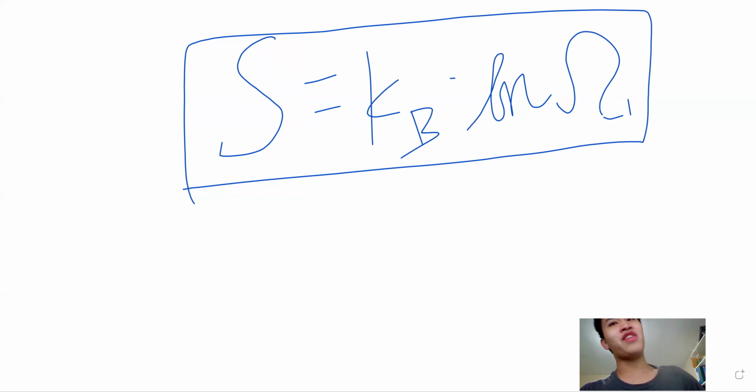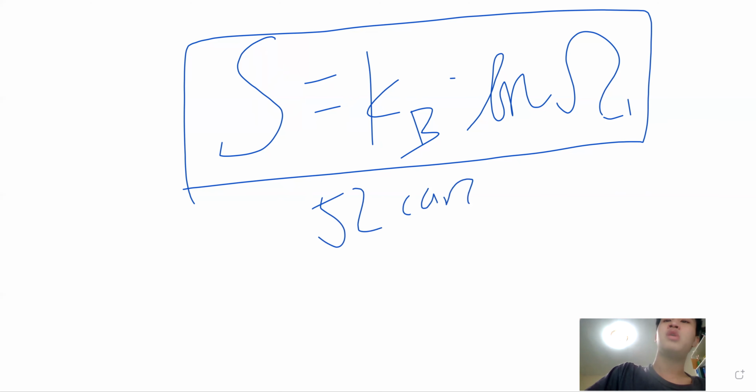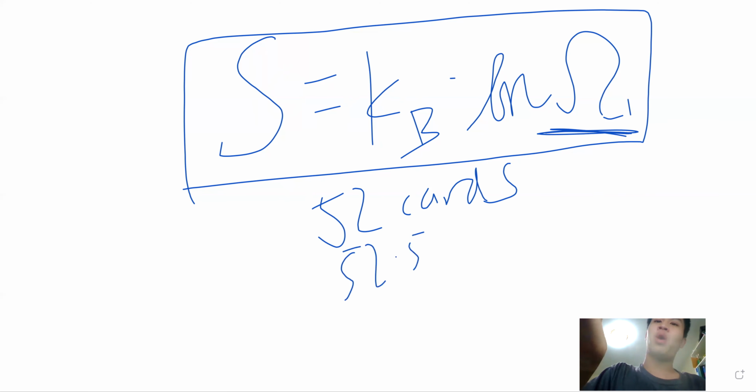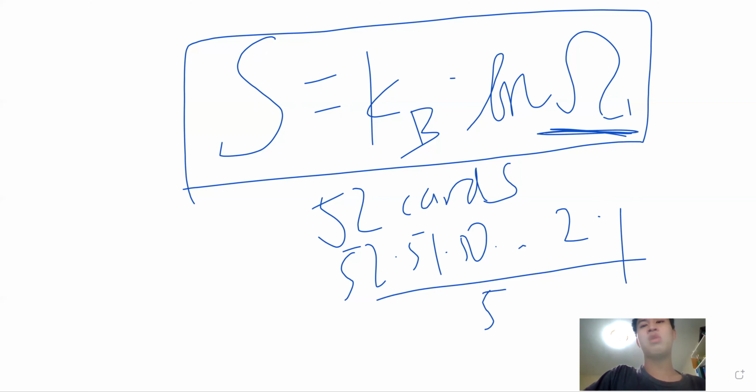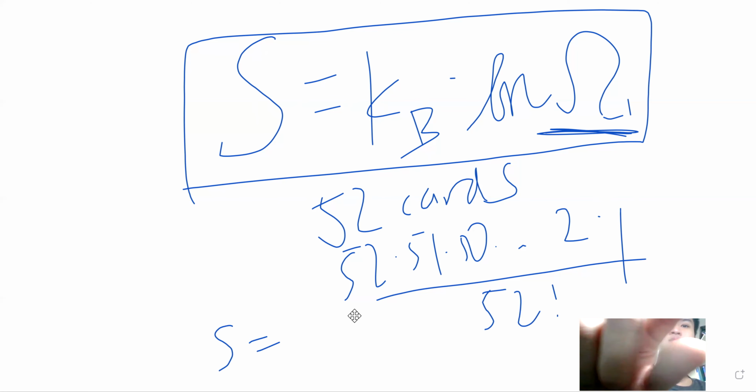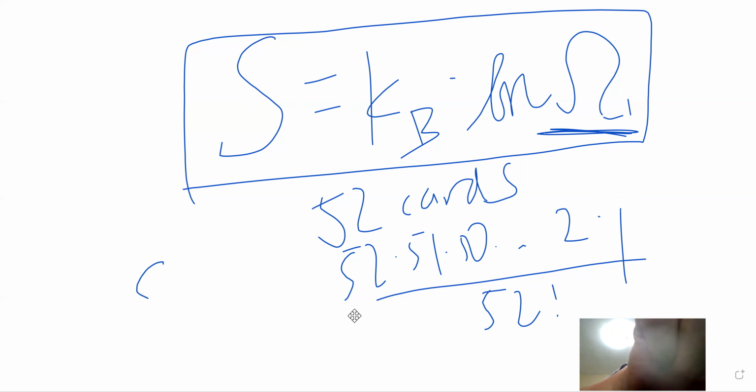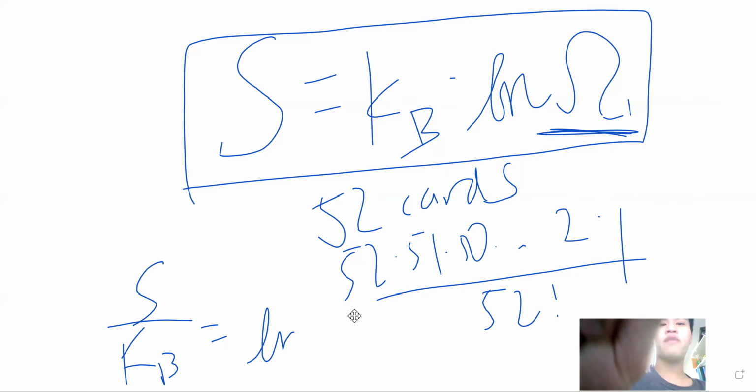Then we want to find the entropy of a deck of cards. A standard deck has 52 cards. The number of microstates will be 52 times 51 times 50, on and on to 2 times 1, which will be 52 factorial. And we would just calculate the entropy. I just assume k to be 1 for simplicity. So H over k sub b will be equal to the natural log of 52 factorial.